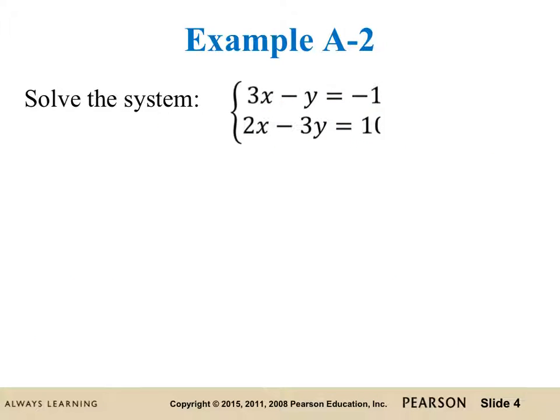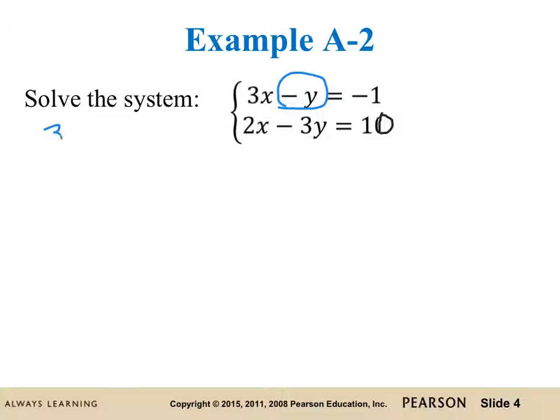So here's another system. Looks like we don't quite have all of the equation there. I'll fill that in. And again, we're going to solve by substitution. Now, we can use either equation to solve for one of the variables, but honestly, since y has a coefficient of negative 1 here, it would be simpler to use the first equation and solve it for y.